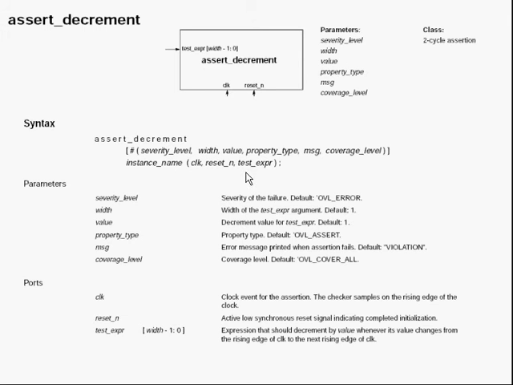Now look at the syntax. We have assert decrement, that module name, then parameter overriding, and then the instance name for that module and the port list. In that port list we have clock, reset, and test expression. Test expression indicates the expression that should be decremented by value whenever its value changes from the rising edge of the clock to the next rising edge of the clock. Getting this one?